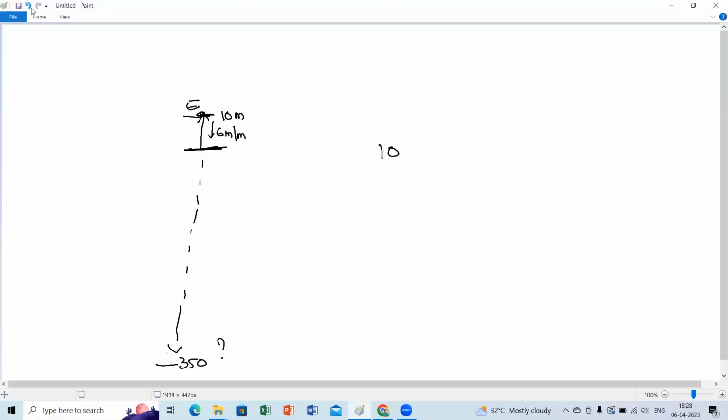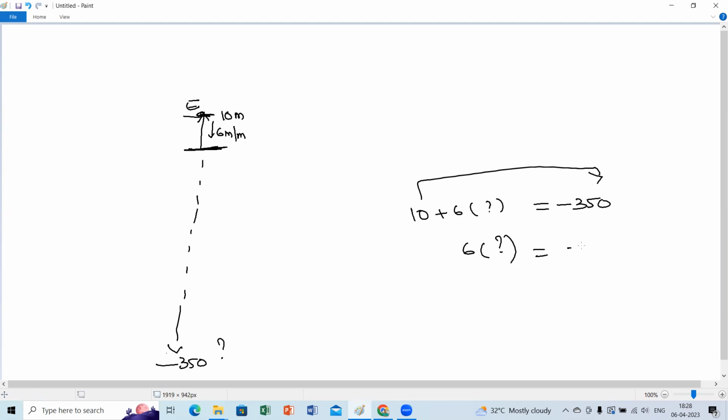How can you write the equation? Please think and let me know. To reach negative 350, that means the distance covered is negative 350. In 1 minute, 6 meters it is traveling. 10 plus 6 into what number? This 10 meters, if you transpose to the other side, it becomes 6 into what number makes minus 360. If you want to find out, minus 360 by minus 6, it takes 60 minutes to reach minus 350 meters.